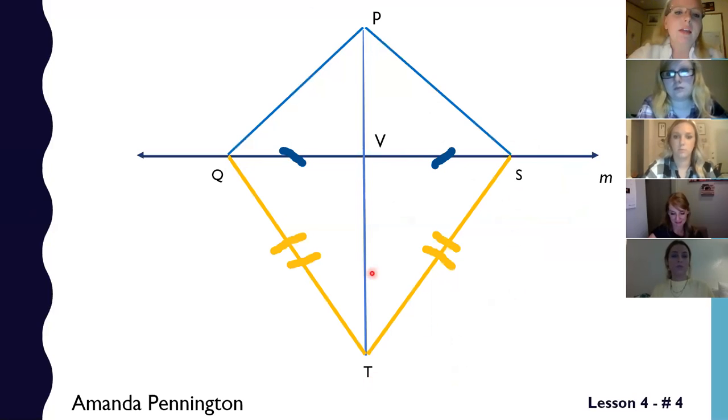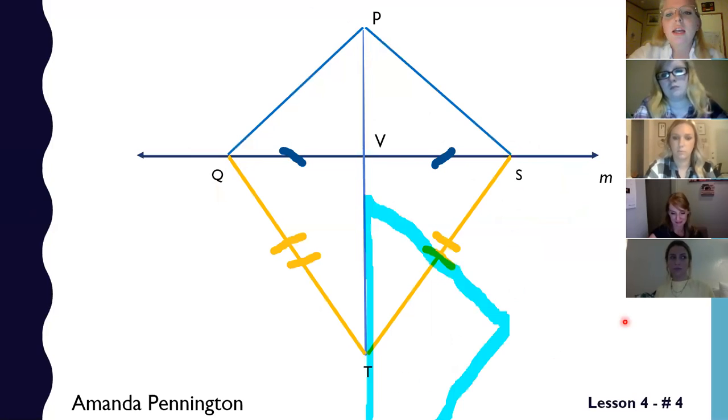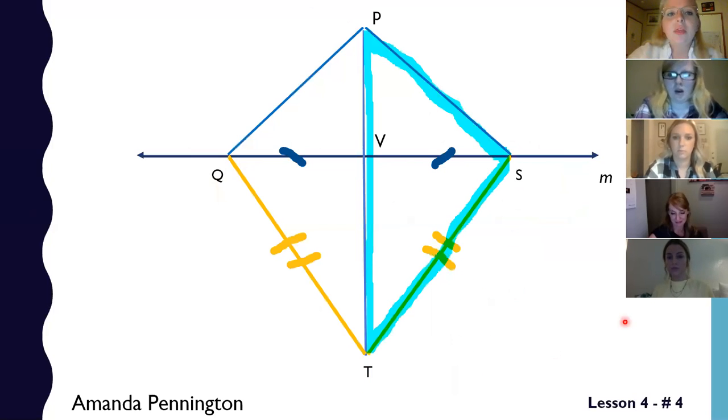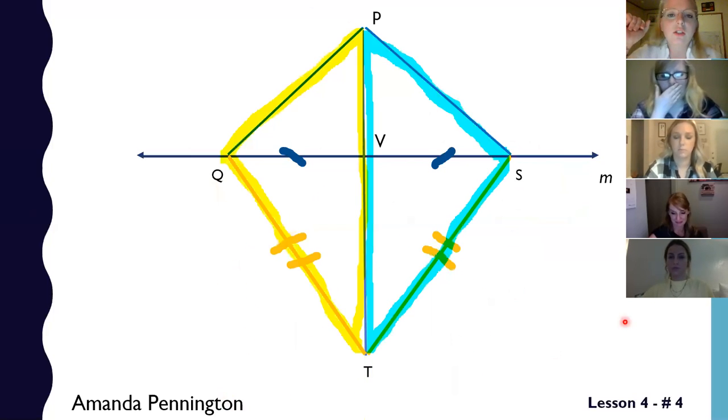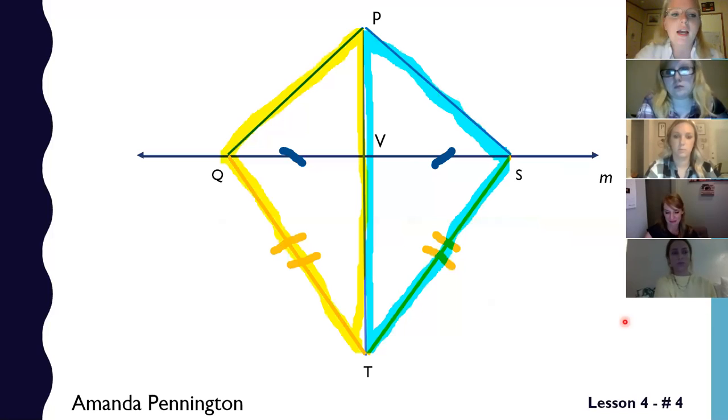So if we look at the QPT, the big one, and the SPT, those are also going to be one solid triangle. And since we know that those sides are congruent, that is going to make those from the side theorem. Those are going to mean that those are congruent and similar triangles.